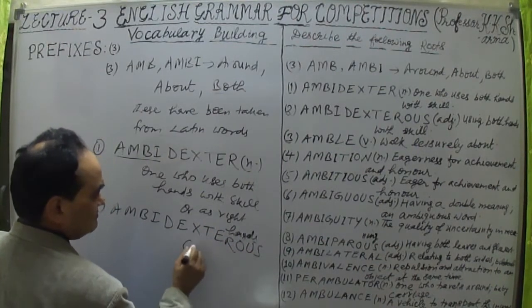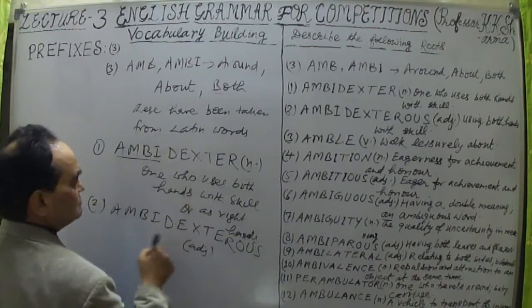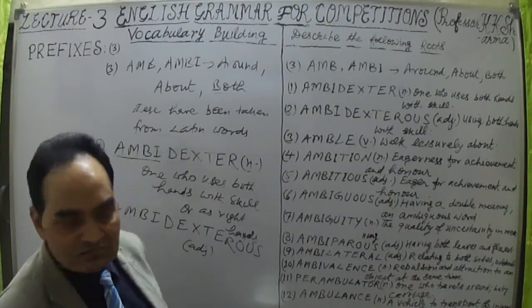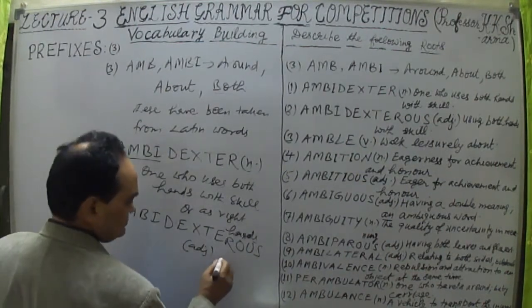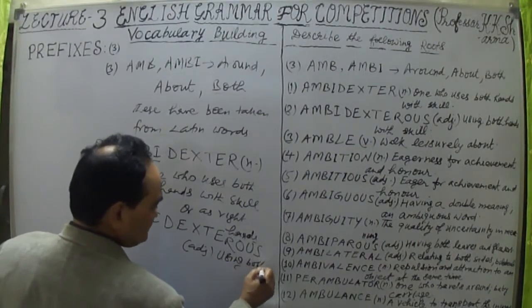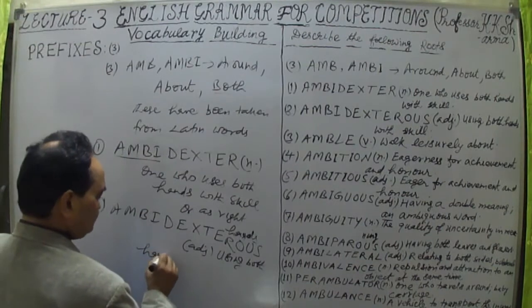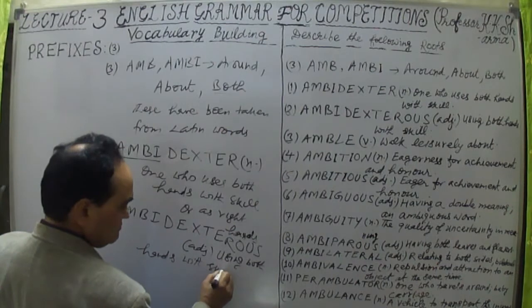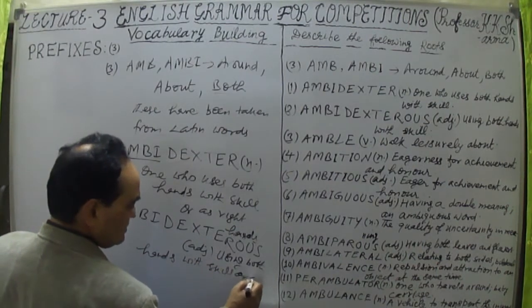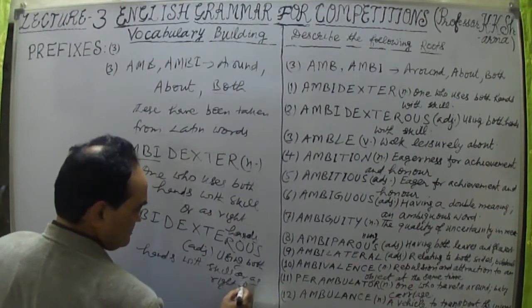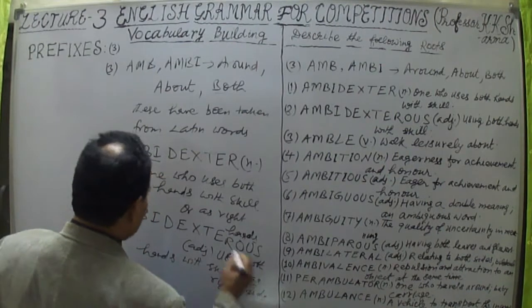A-M-B-I-D-E-X-T-R-O-U-S, ambidextrous, adjective now. The same word, this is noun, this is adjective, ambidextrous. Using both hands with skill. This is the activity of using both hands. This means using both hands with skill or as right hands. Using both hands as right hands. This is the proper word.